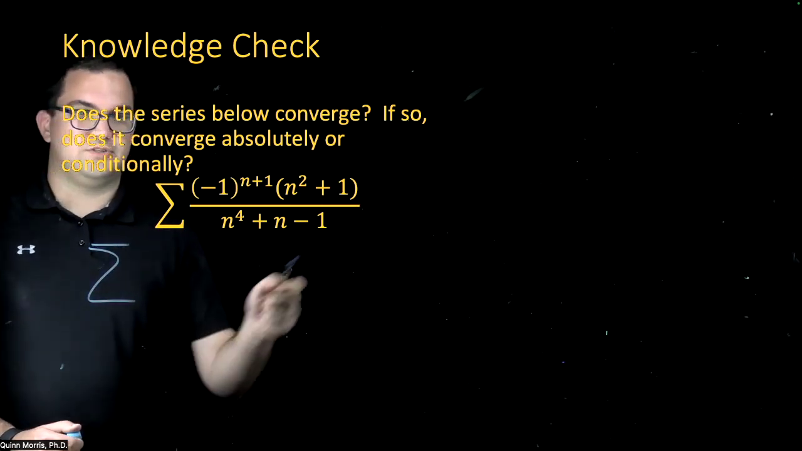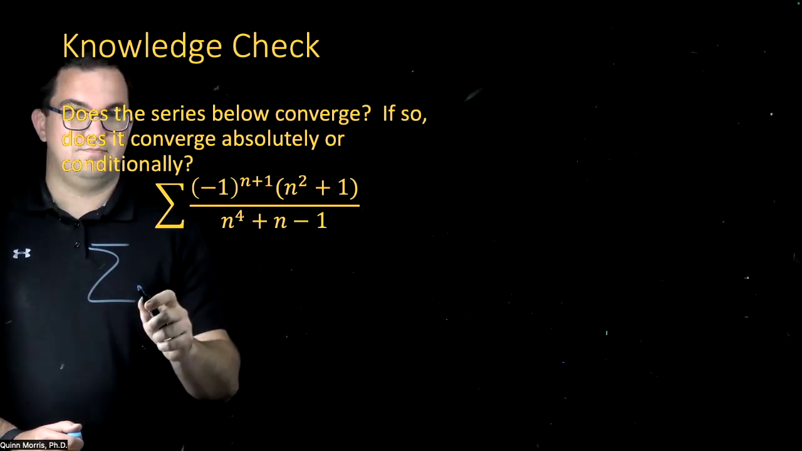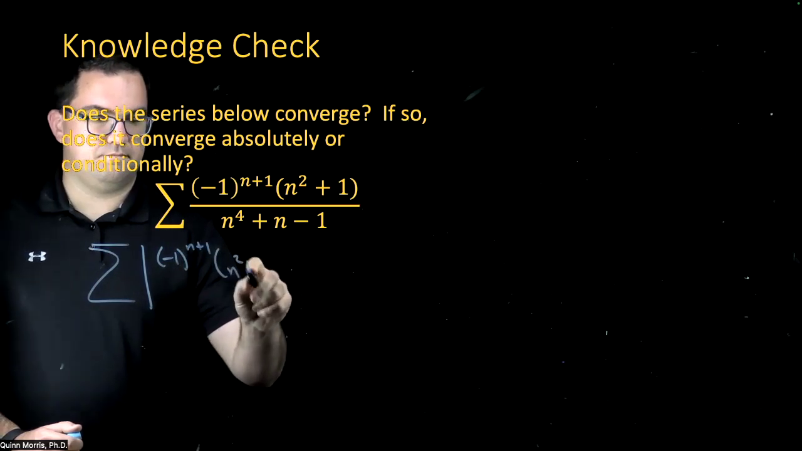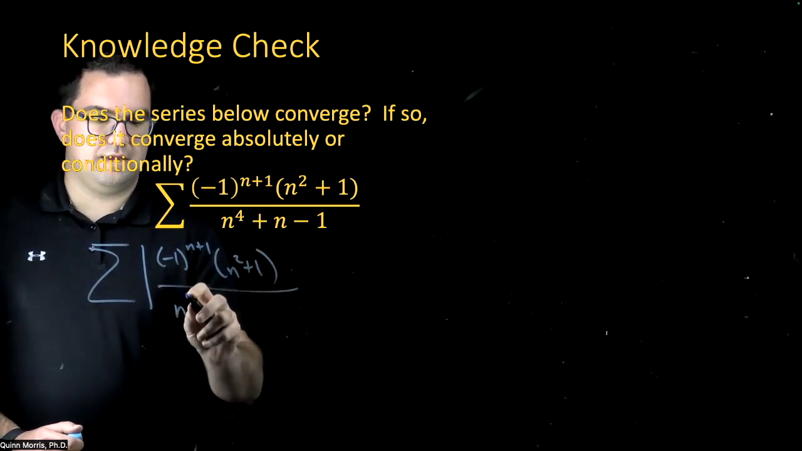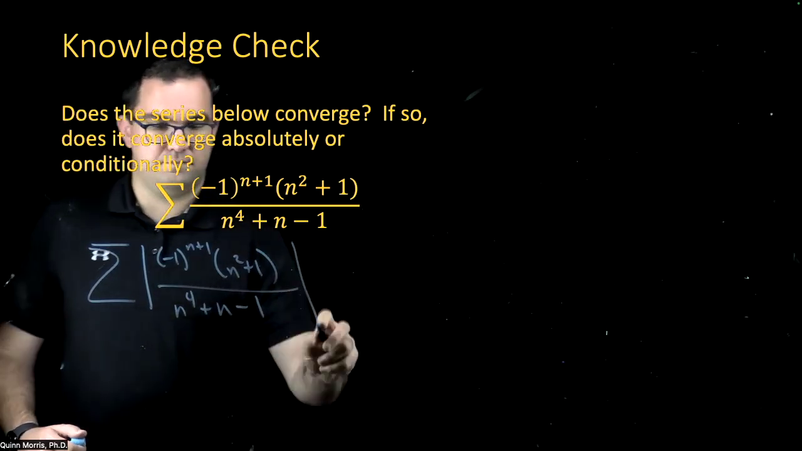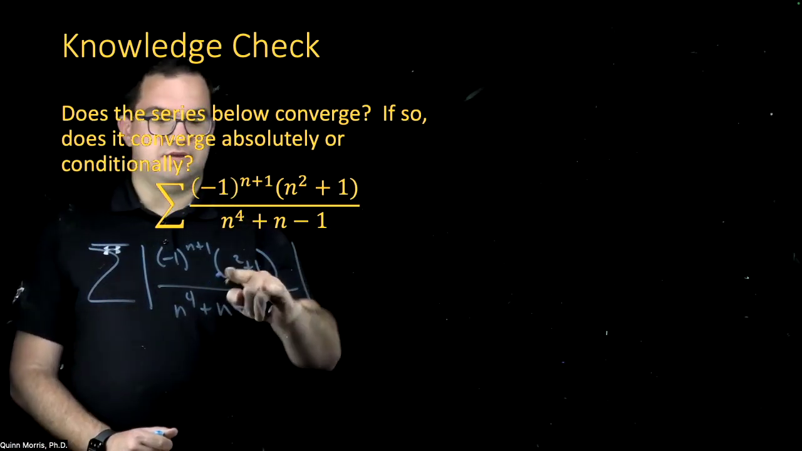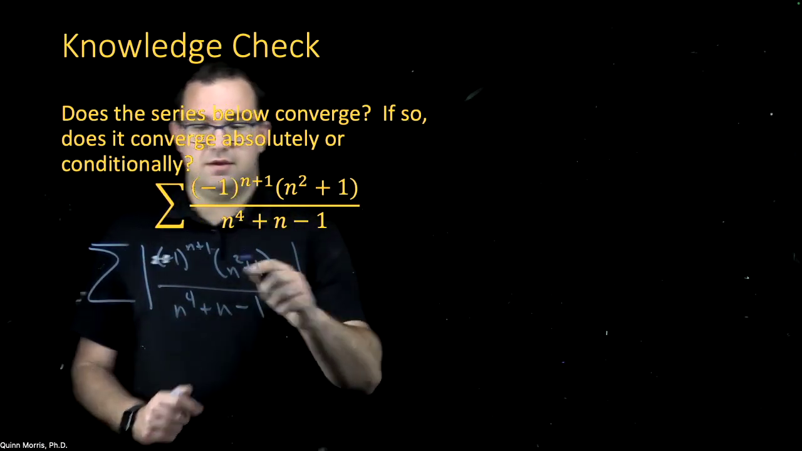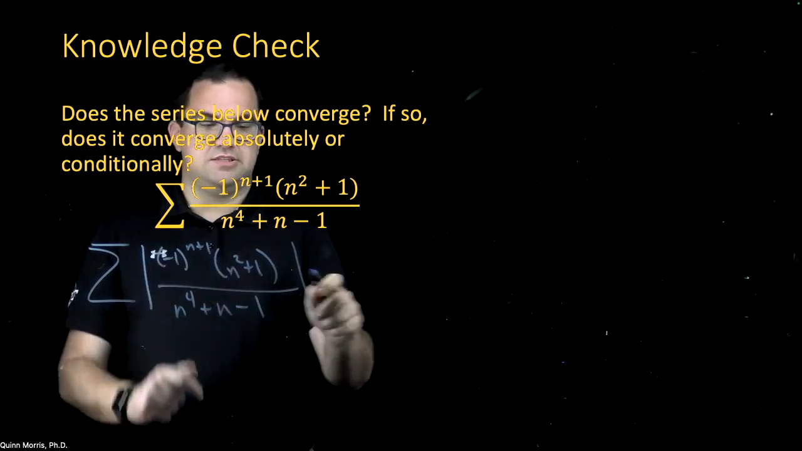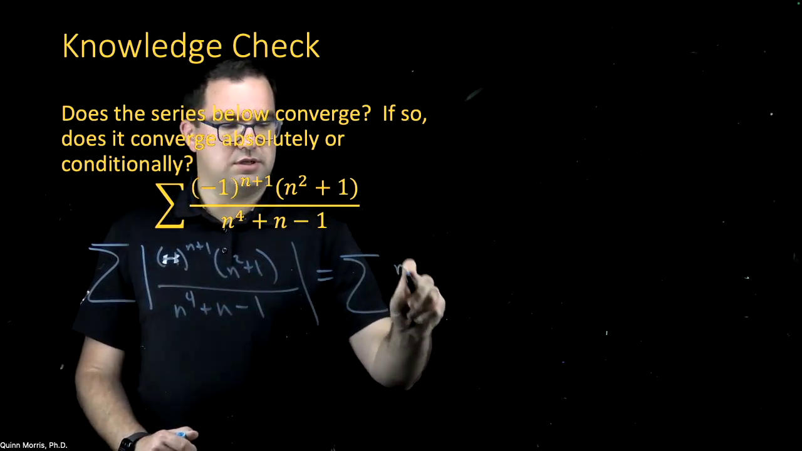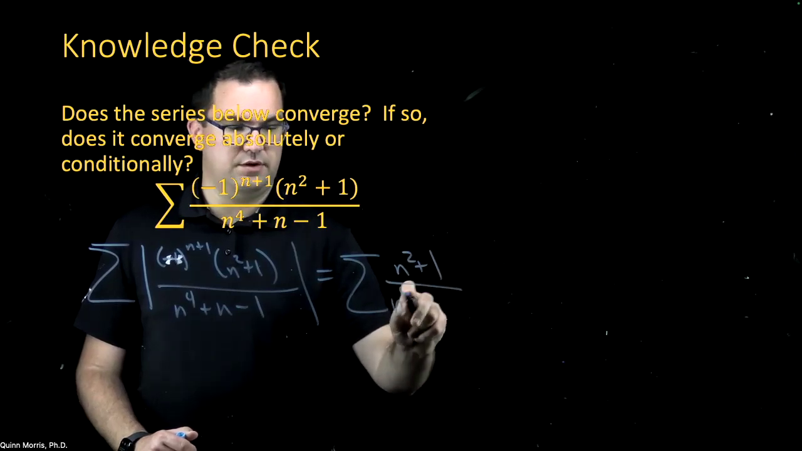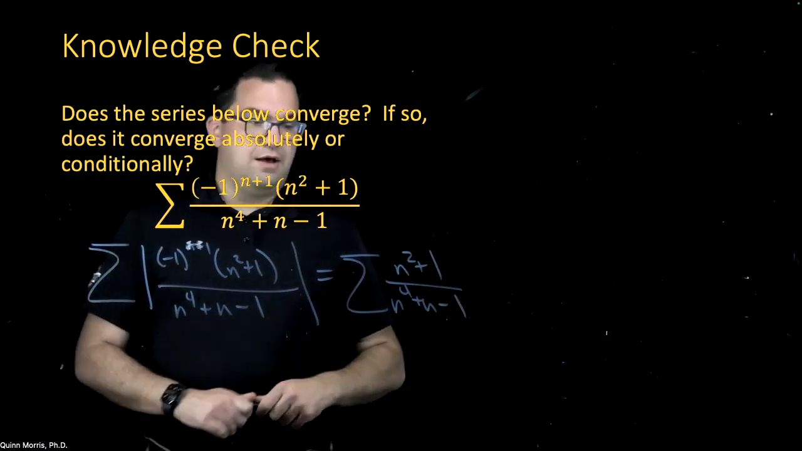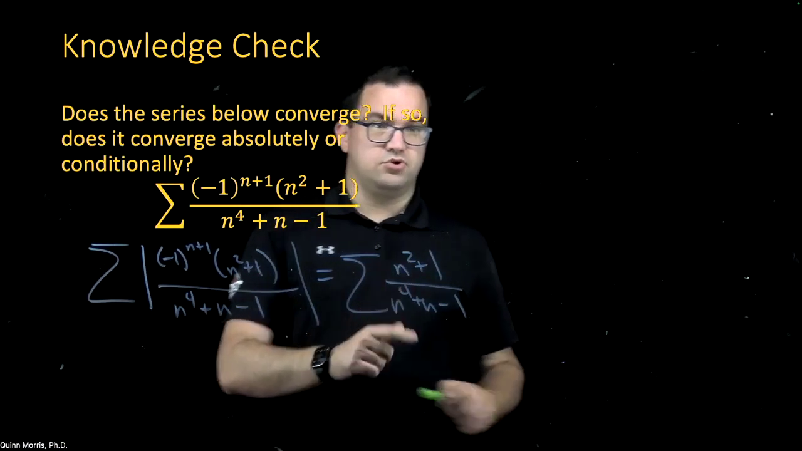Okay, so let's start by looking at the absolute value test. So I'm going to take the absolute value. Now, this is positive. A little hard to maybe see here, but this is always positive. And so the only thing that's changing here is this. So in the absolute value, I'm just going to get n squared plus 1 over n to the fourth plus n minus 1. Now the question becomes, does this series converge or diverge?